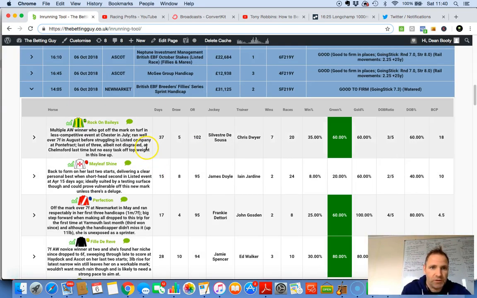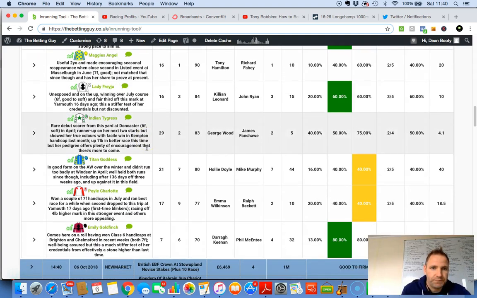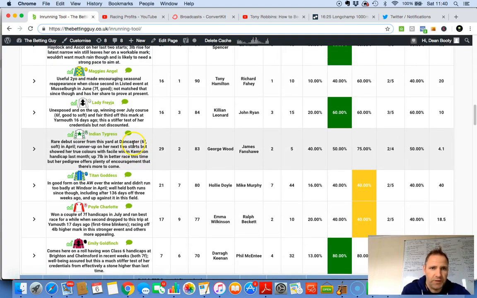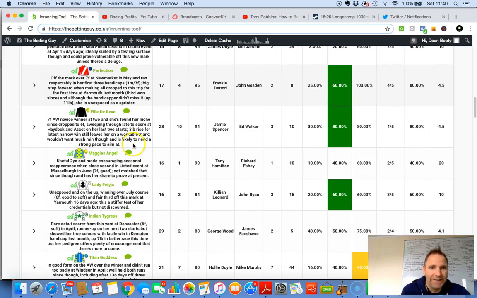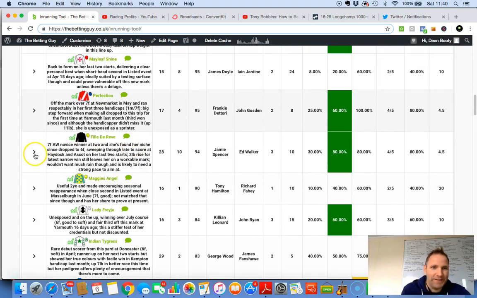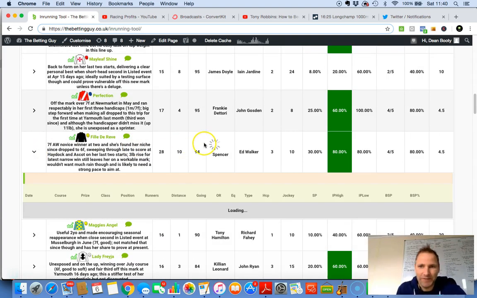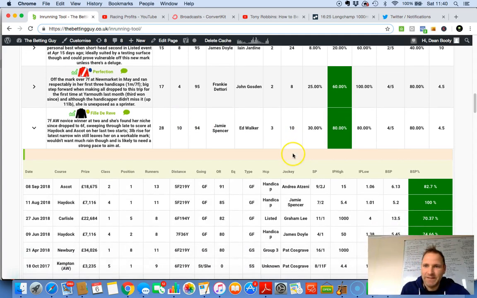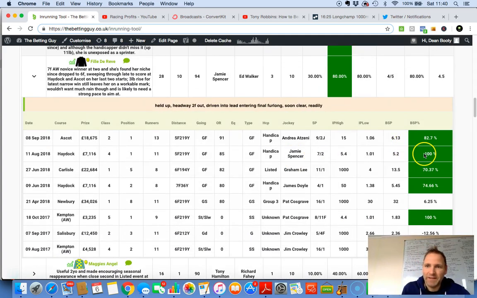Right, let's find my horse that we've done. It's actually not in this race. Oh yeah, it is. Phil de Rev, here we go. I absolutely love this one. As you can see, dobbed in four of the last five.